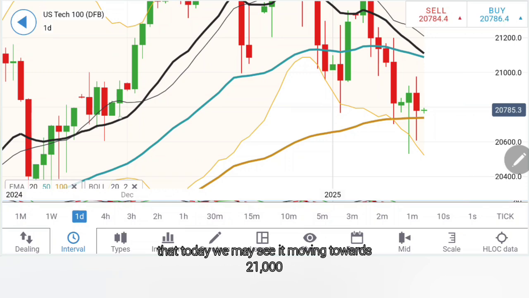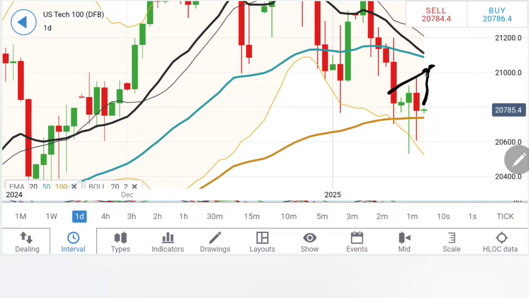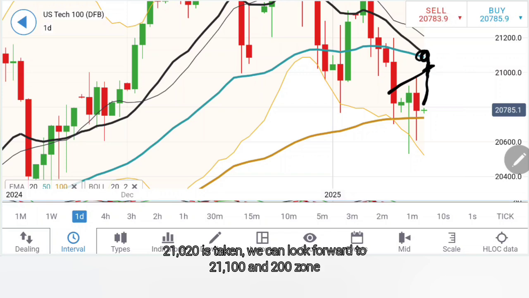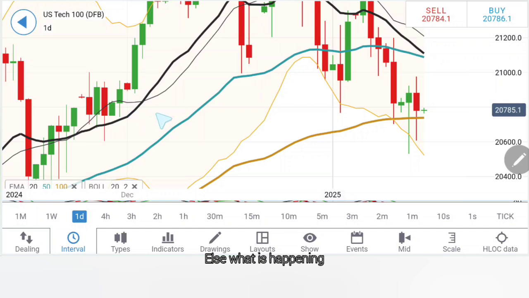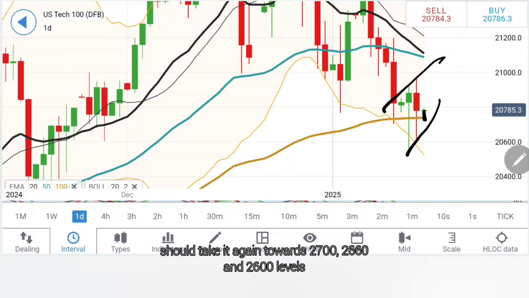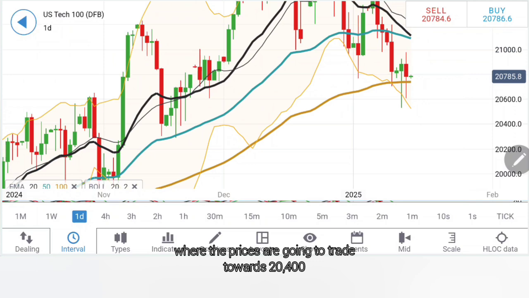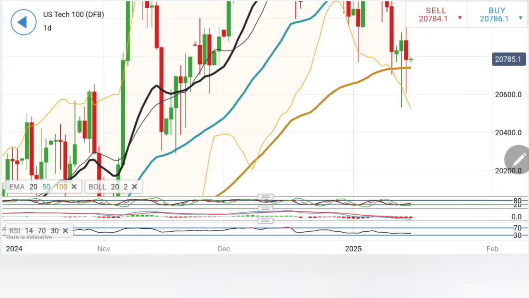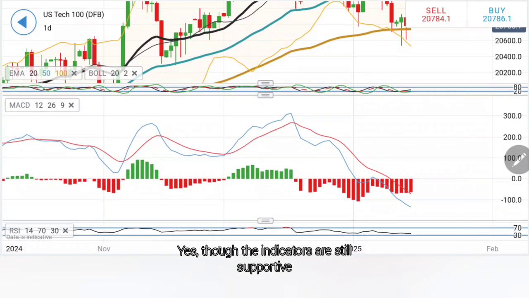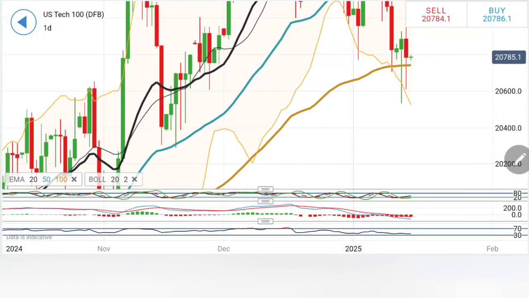Chances will be high that today we may see it moving towards 21,000, and if 21,000, 21,020 is taken, we can look forward to the 21,100 and 200 zone, and this could be a complete reversal. Else, what is happening? It is delivering higher lows, higher highs, and now a drop below 20,767.40 should take it again towards 20,700, 20,660, and 20,600 levels. And any drop below 20,600 is a sign of a massive correction where the prices are going to trade towards 20,400 levels directly. Yes, though the indicators are still supportive of price, I can see we should just respect the levels.